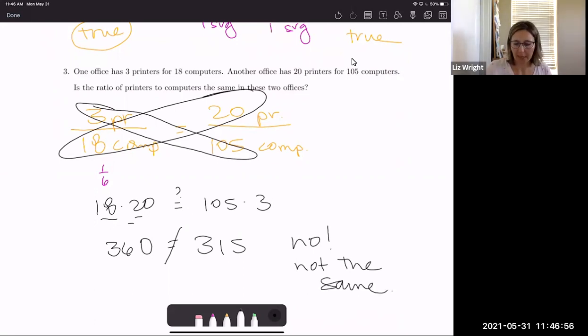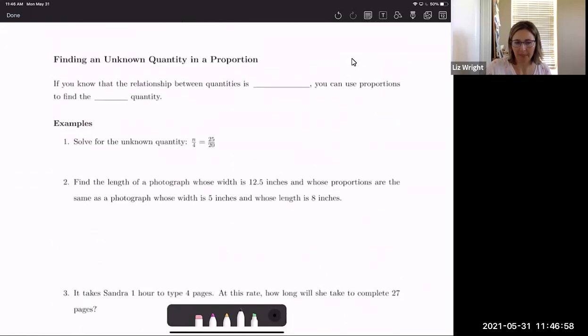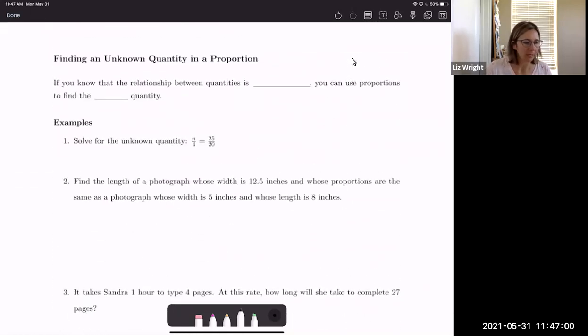All right, let's check out the next page. So our next page says, if you know that the relationship between two quantities is proportional, you can use proportions to find the missing quantity.